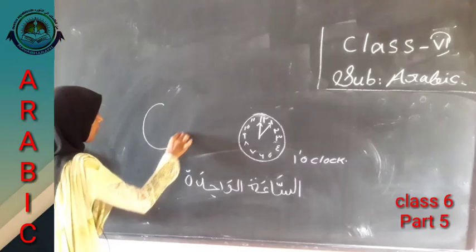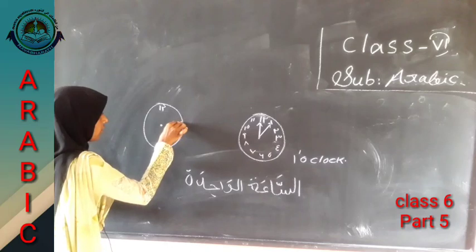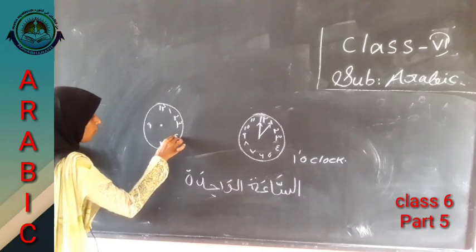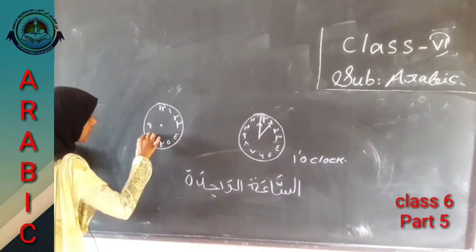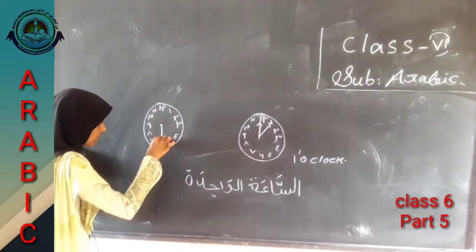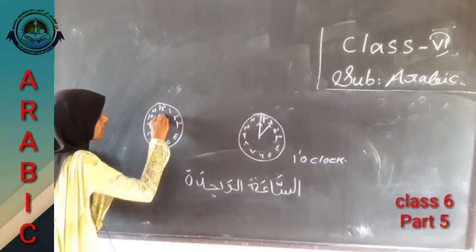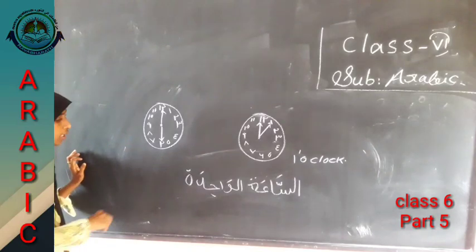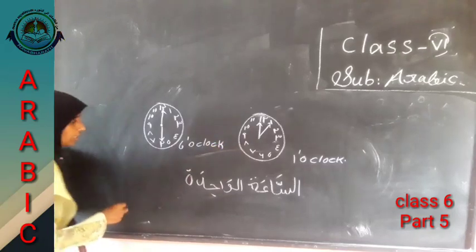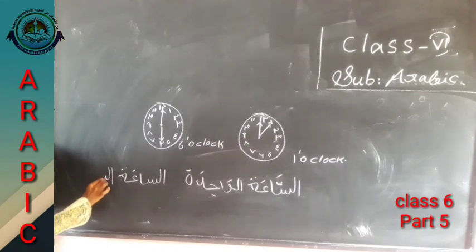Then the next clock. 12, 6, 3, 9, 1, 2, 3, 4, 5, 6, 7, 8, 9, 10, 11. Then our hour needle is on 6 and the minute needle is on 12. What is the time now? Yes, 6 o'clock. In Arabic, as-sa'atu sadisa.